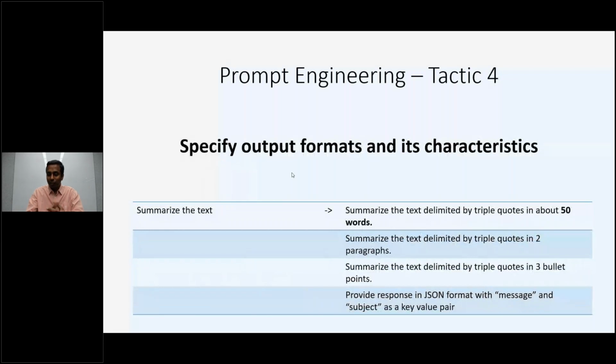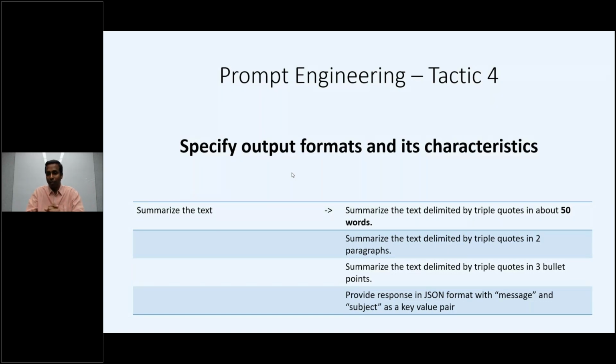Let's move on to the next tactic here. What you do is you specify the output format and its characteristics. Instead of giving a piece of text and asking it to summarize the text, you can say, hey, summarize the text delimited in triple quotes in 50 words. That 50 words is very specific. The reason you put everything in triple quotes is that inside your sentences there might be double quotes and apostrophes. So basically you can delimit all your content using some delimiter parameter.